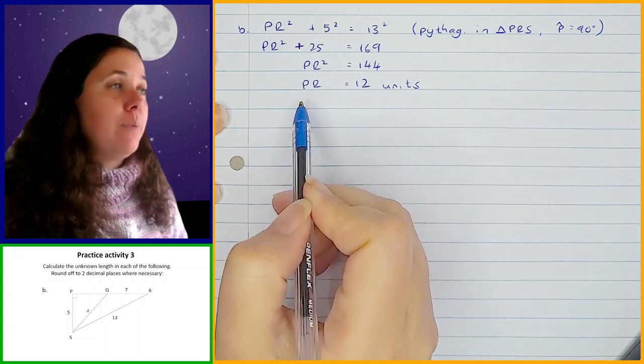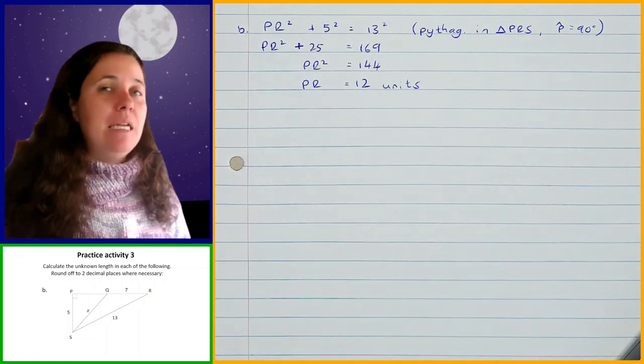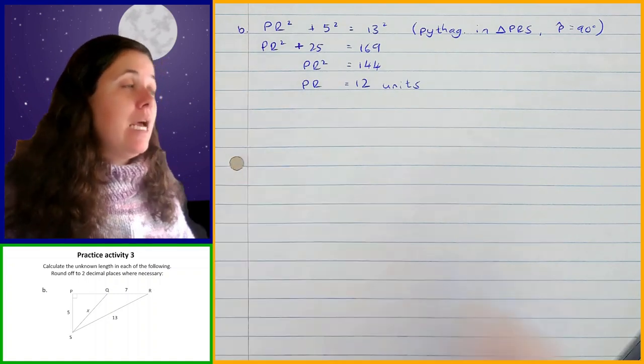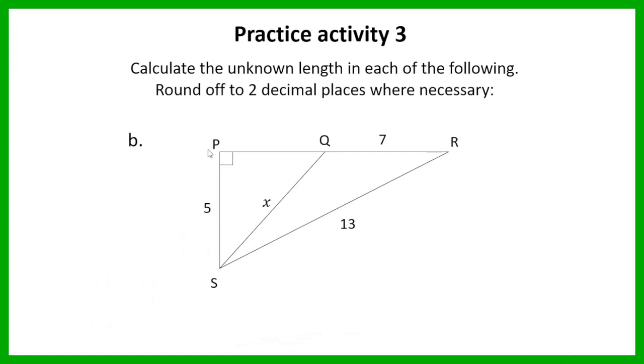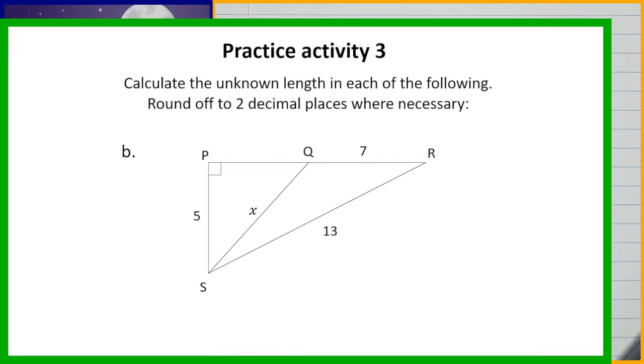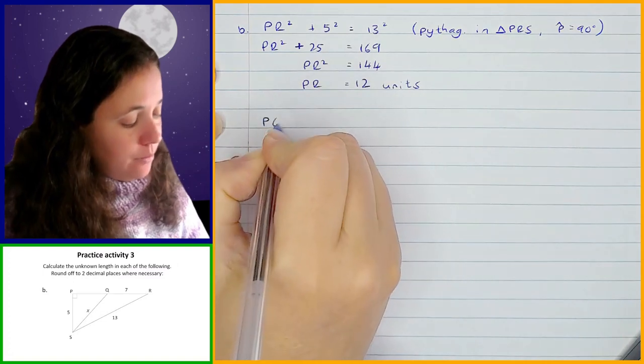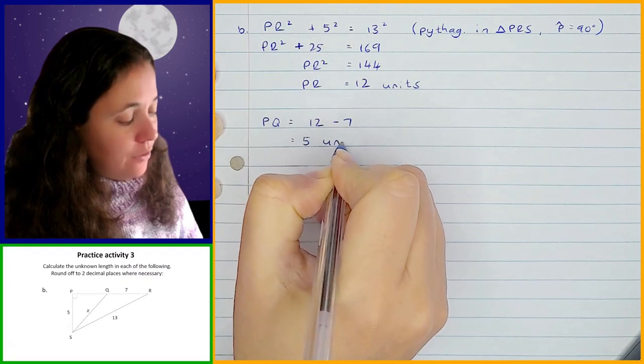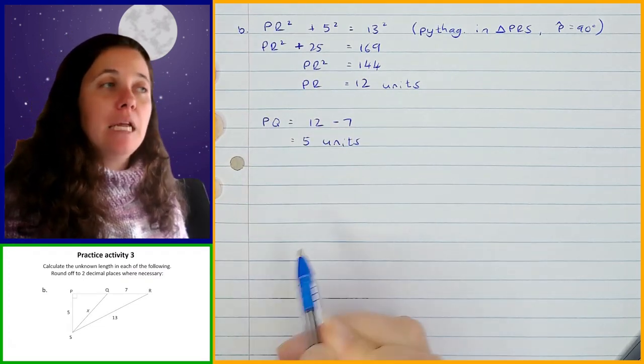So now I know the length of PR is 12, but that's not what I really need to know. I don't need to know the length of PR to work out X, I need to know the length of PQ to work out X. But if you look at that diagram again, if I know that this whole length is 12, and I know this part of it is 7, it means that the other part must be the difference between 12 and 7. So I'm going to say 12 minus 7 to give me the length of PQ. So PQ is equal to 12 minus 7, which is 5 units. So now I know the length of PQ.